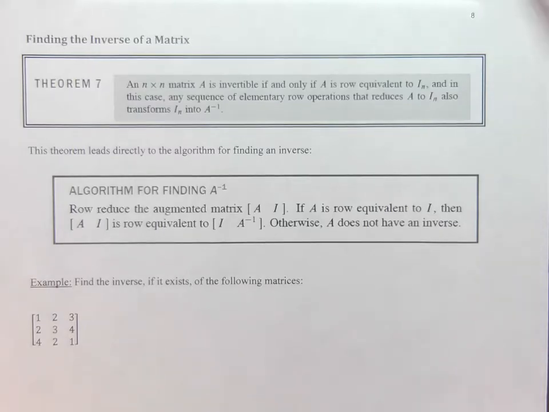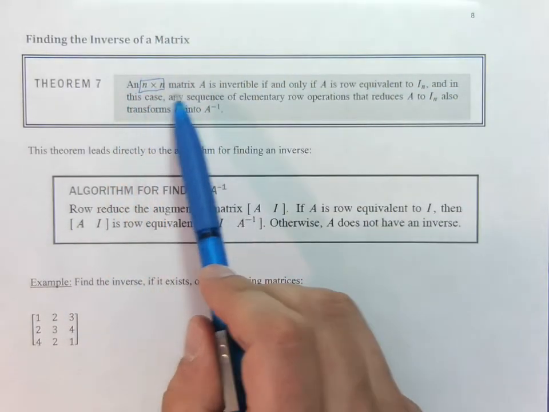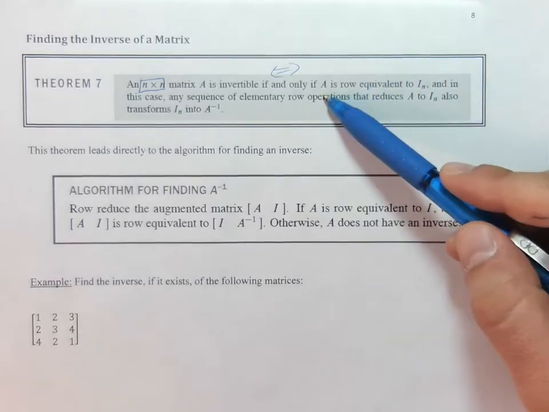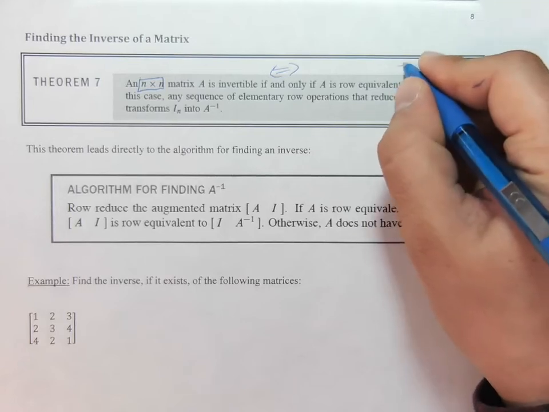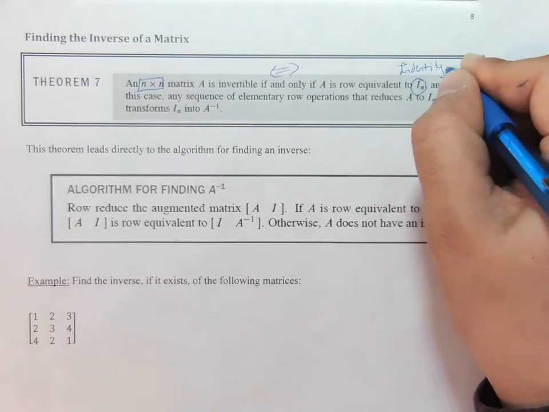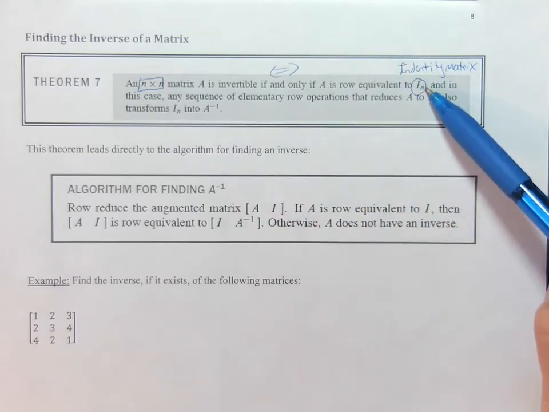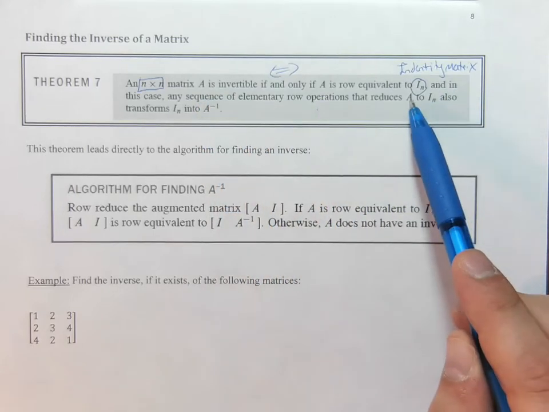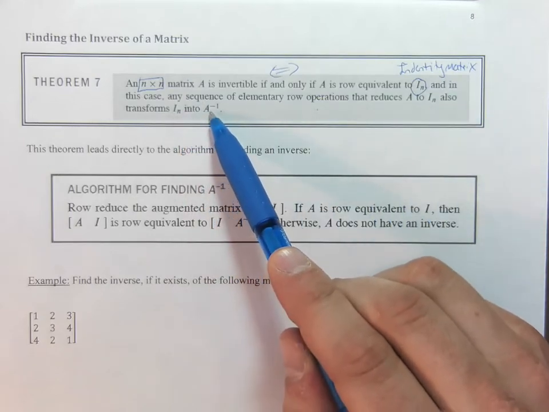Okay, so here's the idea. Here's the theorem. We've got a square matrix, n by n. A square matrix is invertible if and only if, so this is a double-sided implication again, it works both ways, A is row equivalent to I sub n, and I'll remind you once again, that means the identity matrix. So we know a matrix is invertible if it row reduces to the identity matrix. And what it says here is the sequence of row operations that changes A into the identity matrix changes the identity matrix into the inverse.